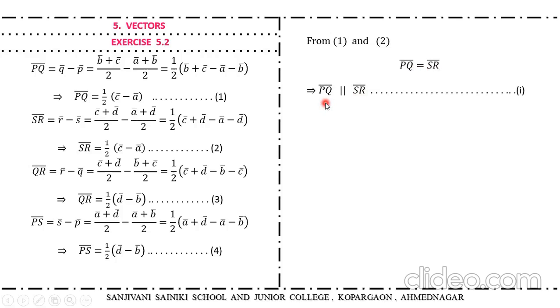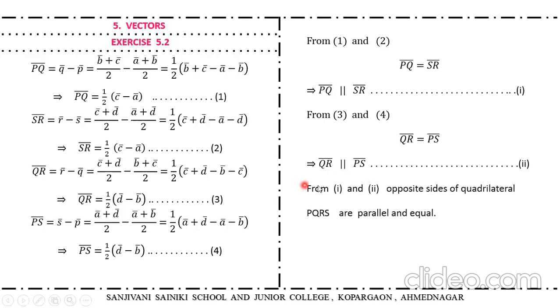When we say that vectors are equal, they are parallel and they are having same magnitude. So PQ bar is parallel to SR bar. From equation 3 and 4, their right hand sides are also same. So QR bar is equal to PS bar. So QR bar is parallel to PS bar.